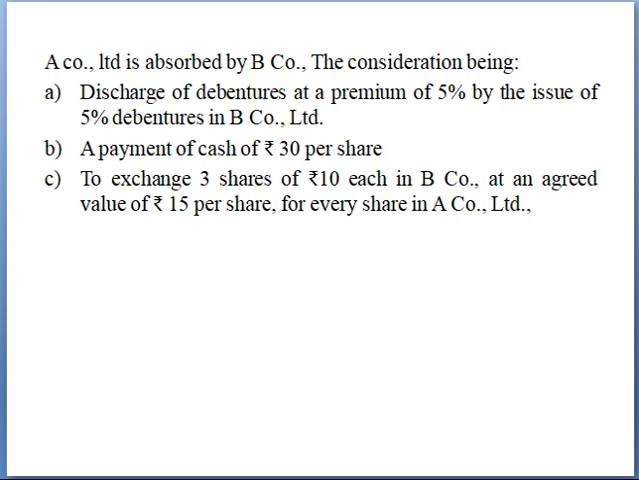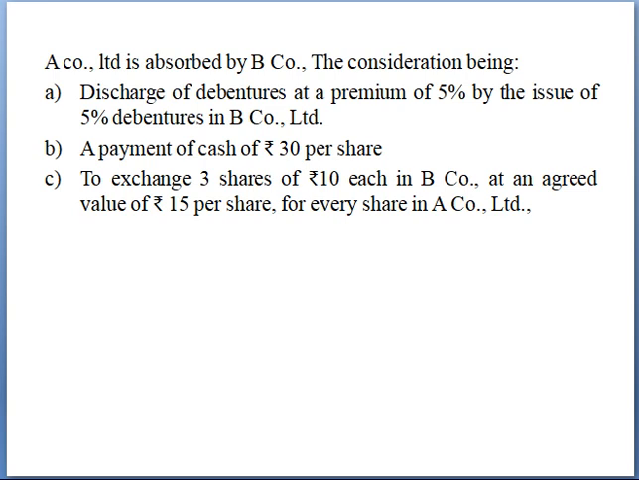So what is the purchase amount? So how it is paid? The first one is discharge. The discharge means payment. So discharge of debentures at a premium of 5% by the issue of 5% debentures in B Company Limited, which means the debentures of A company will be paid with debentures in the new company, right? Which means here the debentures are being settled at a premium of 5%, right?